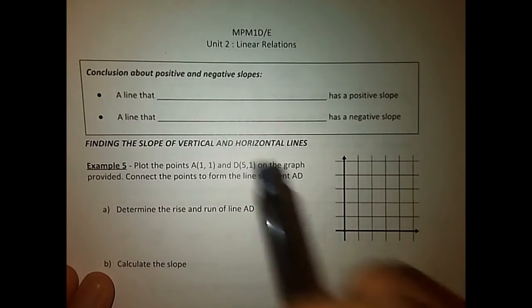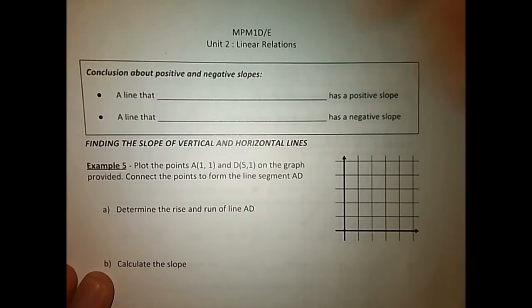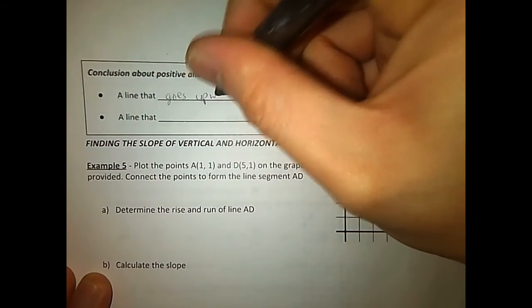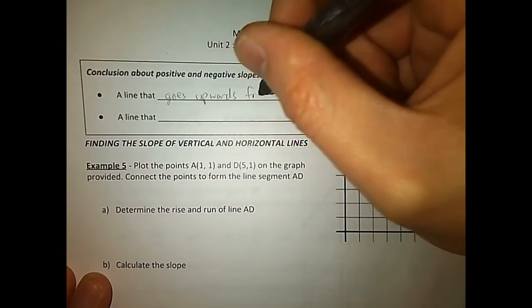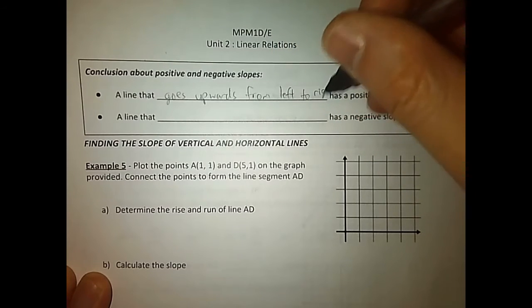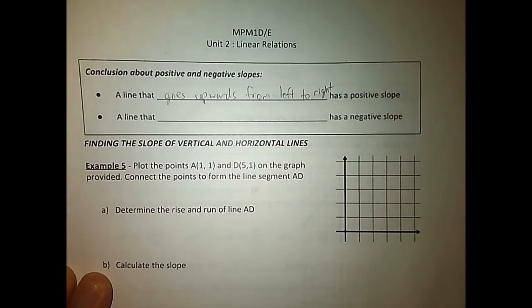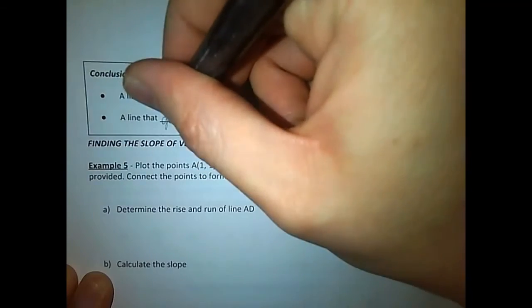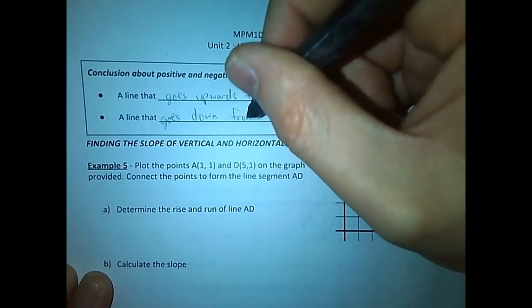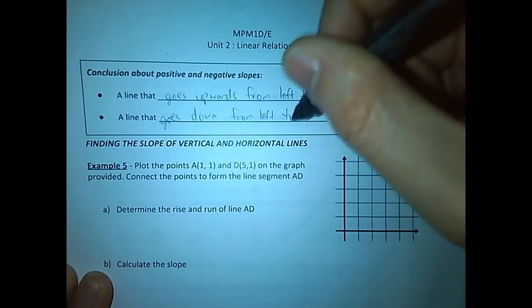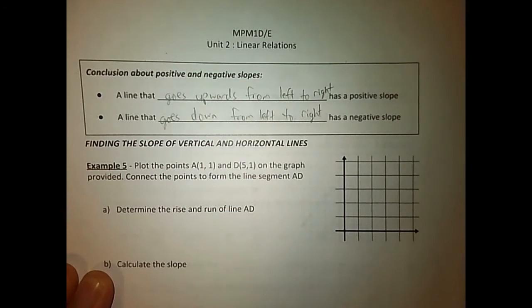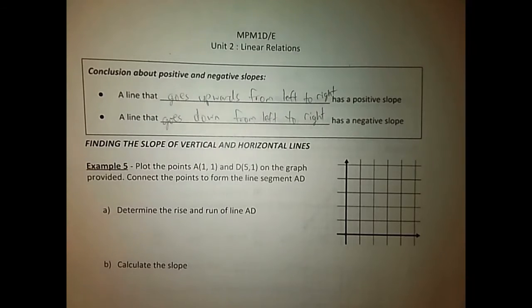So for detecting positive and negative slopes, if we see a line that goes upwards from left to right, it has a positive slope, and a line that goes down from left to right has a negative slope. For these next two examples, we're going to have a couple special cases here.